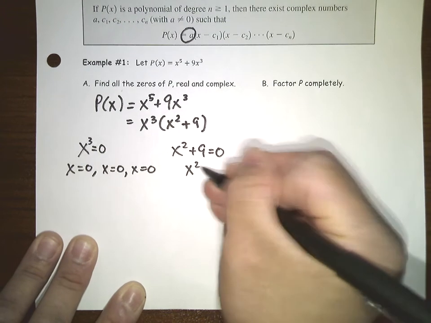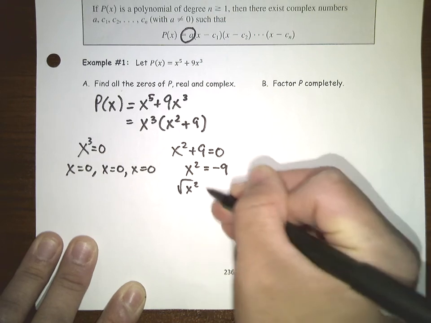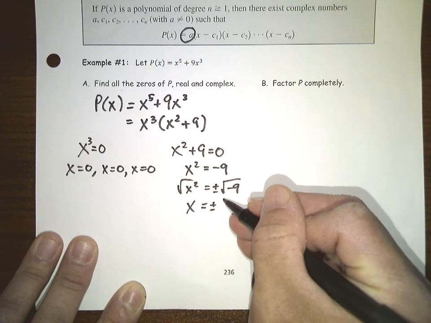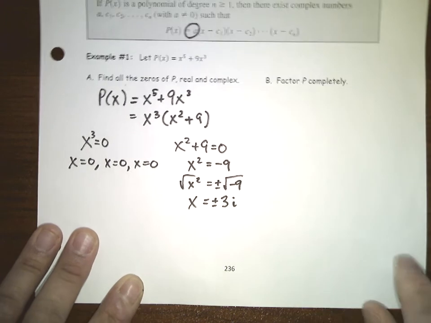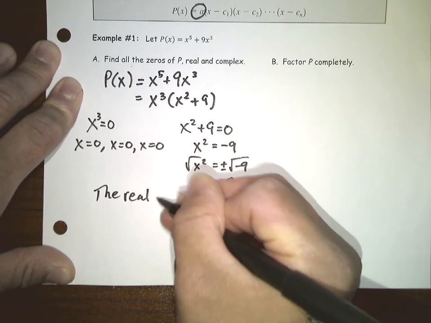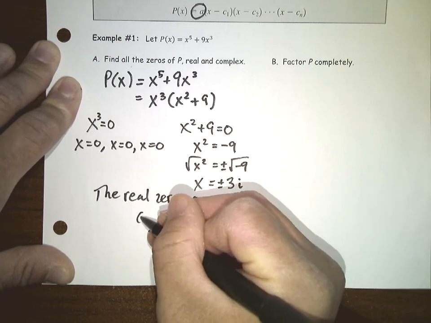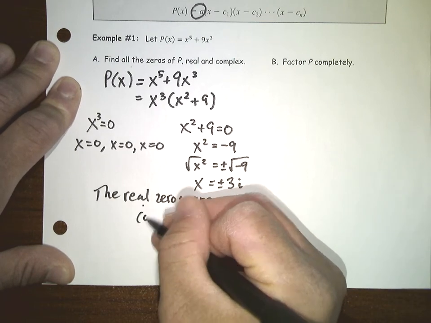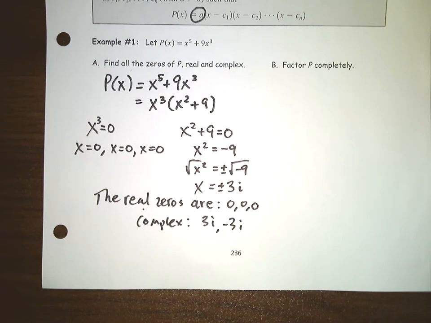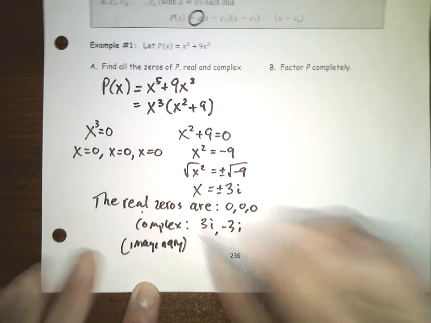So I'll subtract the 9, then I'll take the square root, so the square root of X squared is plus or minus the square root of negative 9. So X is equal to plus or minus the square root of 9, which is 3, and because it's negative, we have i here. So the real zeros are 0, 0, 0. And the complex zeros are 3i and negative 3i, the complex ones meaning, for our purposes, the imaginary ones.